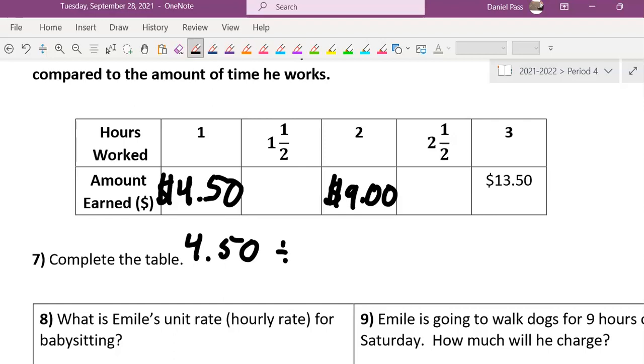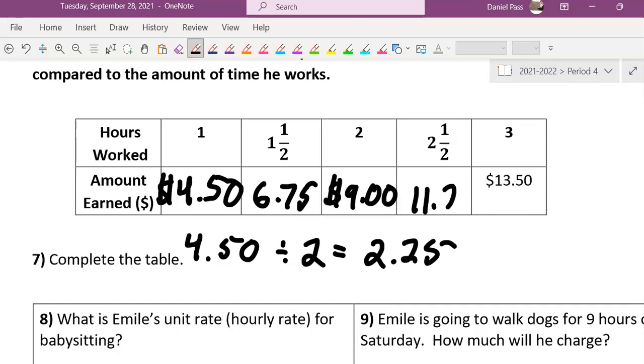Divided by 2, 2.25. So $2.25 for each half hour. Okay, now how do you fill in those? For the next one, you have to add 4.50 to 2.25, and I got 6.75. And for the other one, I added $9 and 2.25 and got 11.25. Very good. All right. You're done, Air.